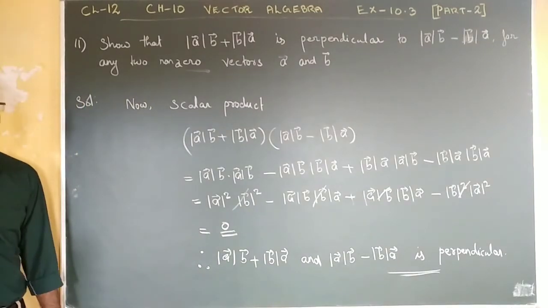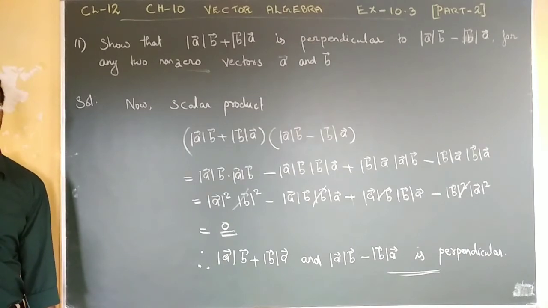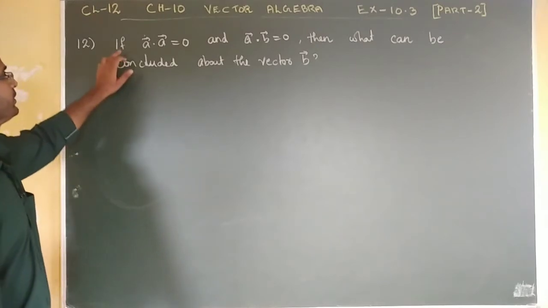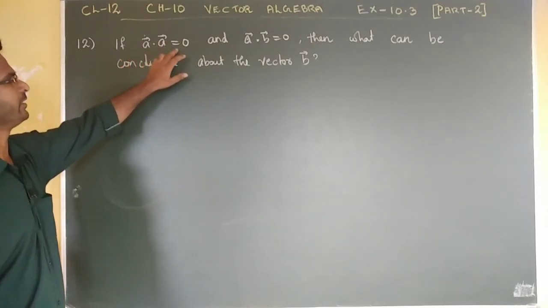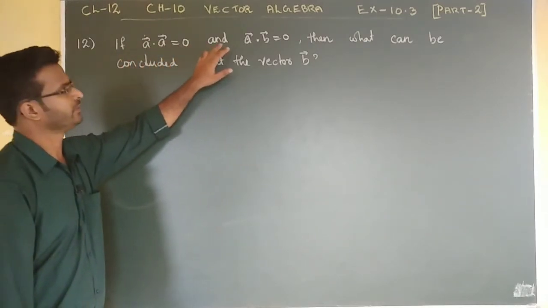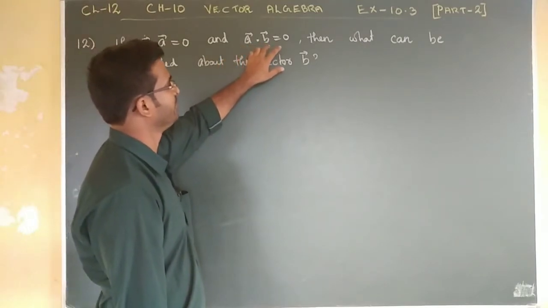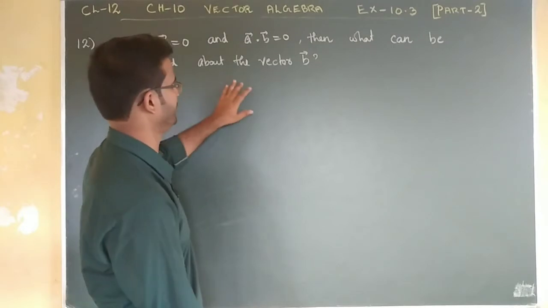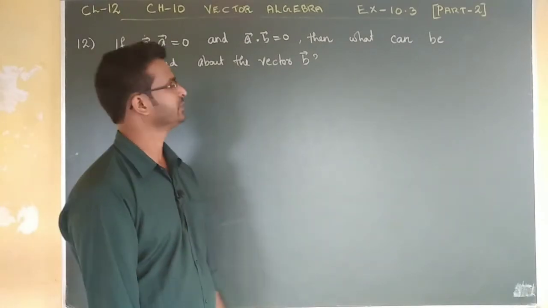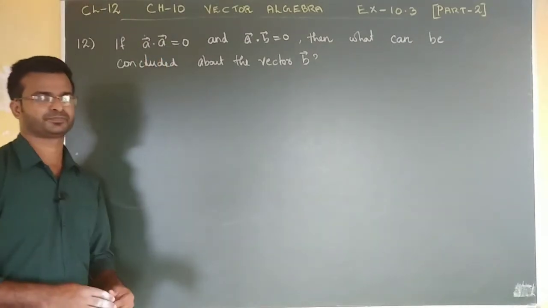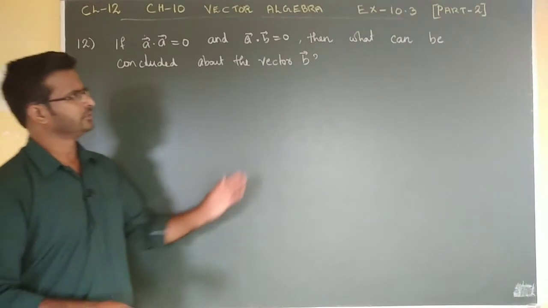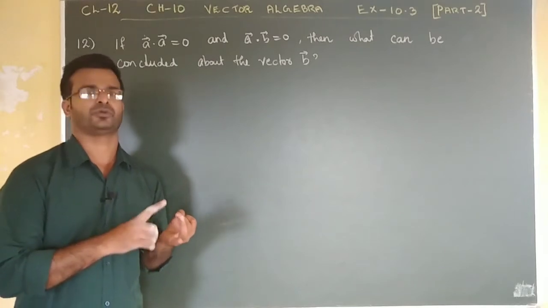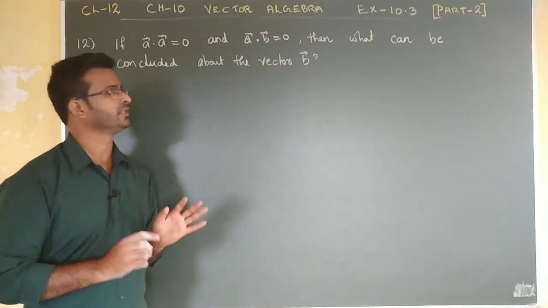This is our answer. Just pause the video, write down in your notebook. Question number 12. If A vector dot A vector equal to 0 and A vector dot B vector equal to 0, then what can be concluded about the vector B? Here two conditions are given. We have to check which type of vector B vector is, 0 vector or non-zero vector.